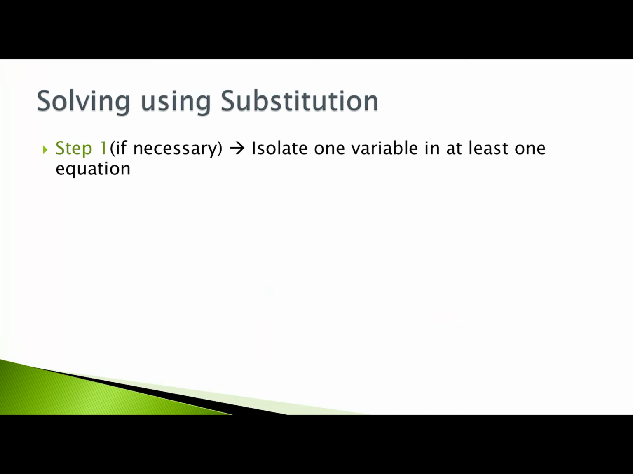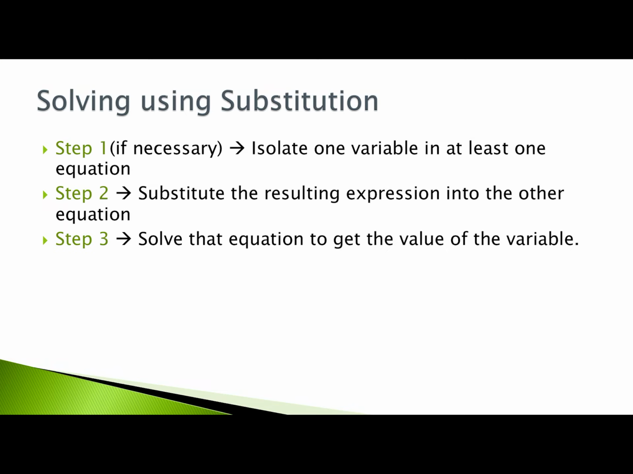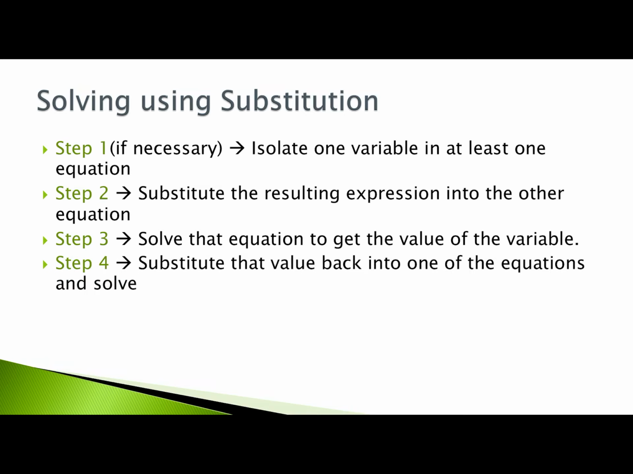Step number one, we're going to isolate one variable in at least one equation. We're going to substitute the resulting expression into the other equation. Solve that equation to get the value of the variable. Substitute the value back into one of the equations and solve. Write the final answer as an ordered pair in the form of x comma y. Pause the video if you need to.